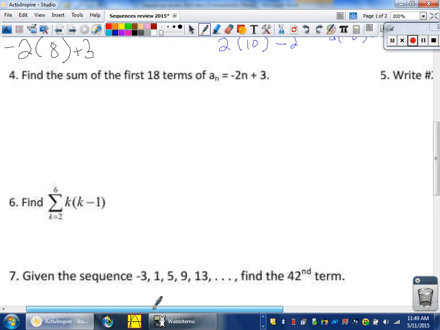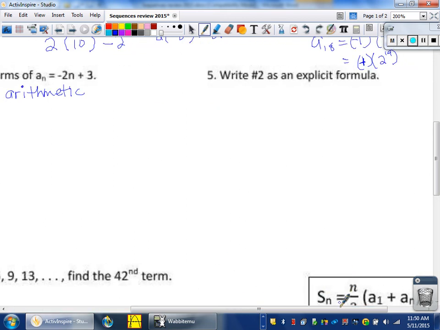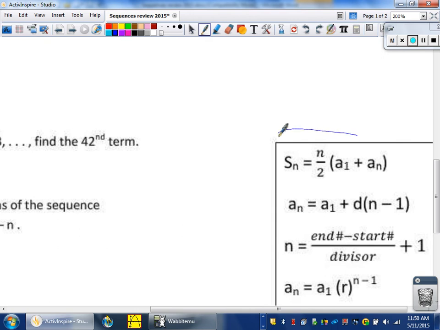Okay, moving on. Find the sum of the first 18 terms. And this is an arithmetic sequence, correct? Correct. Okay, anytime you have a linear equation, you have yourself an arithmetic sequence. So in order to find the sum, we're going to use this equation right here. Sum of an arithmetic sequence.